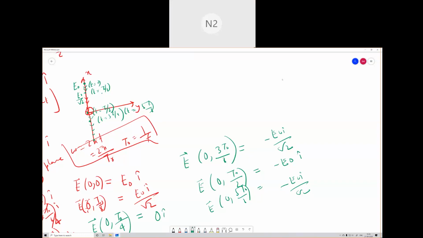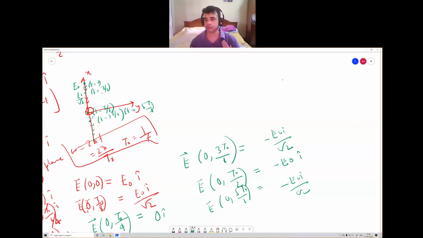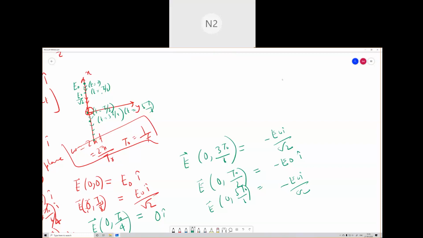Get my point? Yes, sir. So this is an example of a linear polarization, because the tip of the electric field is moving in a linear fashion. You understand?